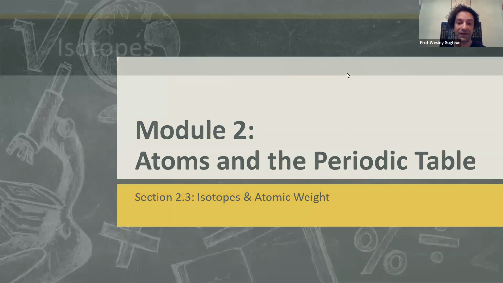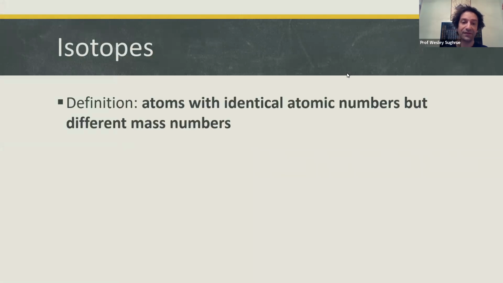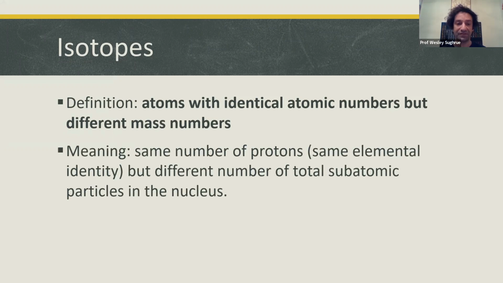Today, we are going to be looking at isotopes. To begin with, let's define what that means. These are atoms with identical atomic numbers, but different mass numbers. Therefore, this translates into the same number of protons, because we've got the same atomic number, but different mass numbers. Remember, the mass number is equal to the number of protons plus the number of neutrons, so there has to be a different number of neutrons in that nucleus.